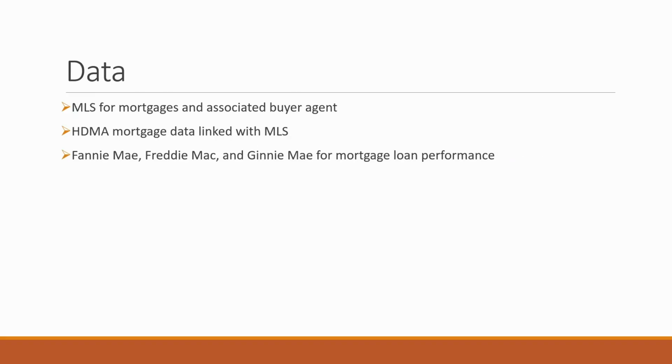So the data they have is very new data for me because I've not done much in real estate in terms of my own research, and it's not been talked about much either. So they have MLS data for the mortgages and the associated buyer agent. So they know who the realtor was and they know what the information on the mortgage was. They link that to HMDA mortgage data. So they have more data about mortgages. And then they have Fannie Mae, Freddie Mac, and Ginnie Mae, which are all quasi-government agencies involved with mortgages, for the loan performance. So what happened with the mortgage after you buy the house.